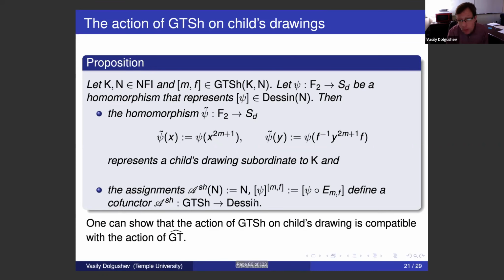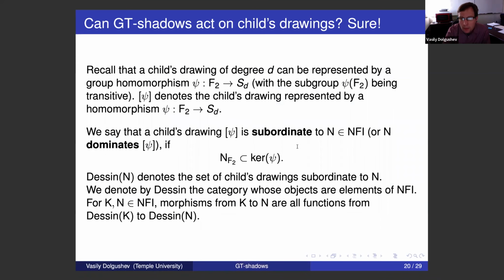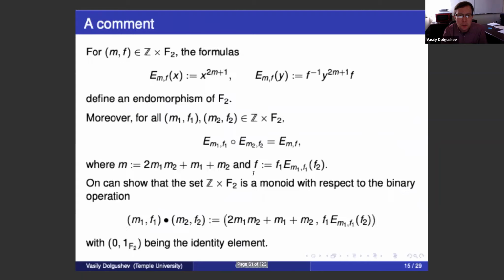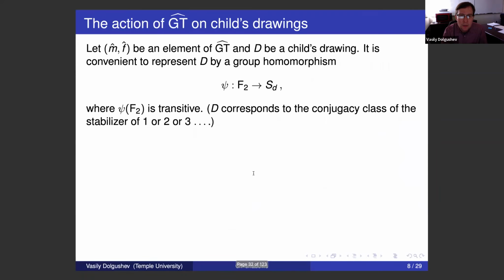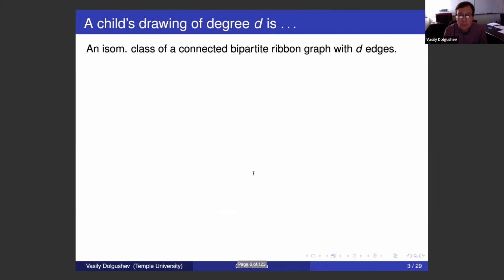So, one can show that this action is compatible with the action of GT hat. I'm not going to make a precise statement, but you can try to make an educated guess, and it will probably be correct. I do need this condition of subordinate, and if it looks unnatural, you can just go back to the beginning of the story when we had child's drawings represented by Belly pairs.